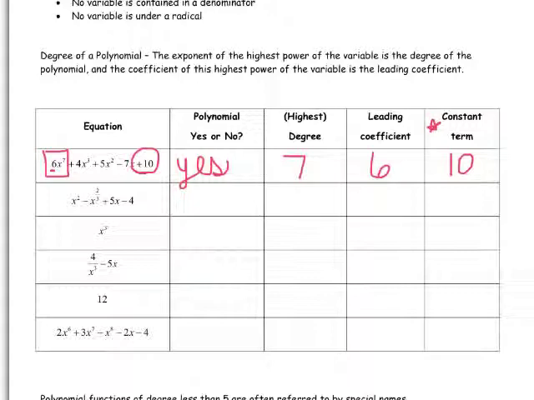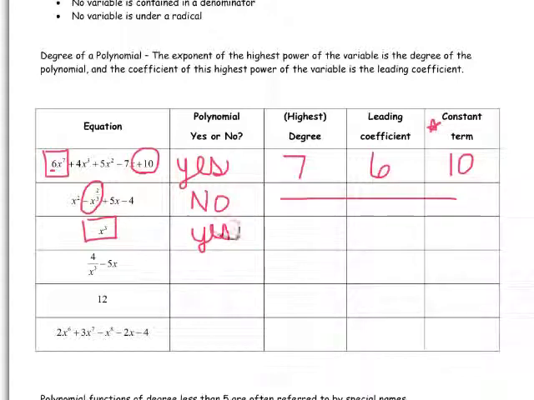So if you look at the characteristics, you've got x to the 2/3. That makes this not a polynomial. Okay, don't fill in the rest. Next, x cubed. So this is a polynomial. It's got a high degree of 3, a leading coefficient of 1, and no constant term, so 0. All right, the next one. This guy right here, big problem, not a polynomial, cannot be in the denominator.